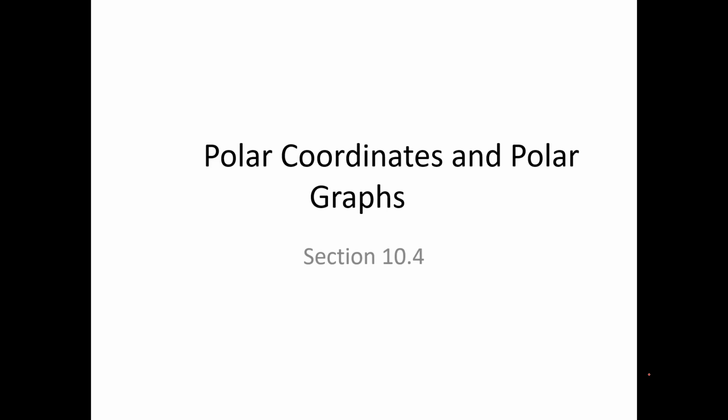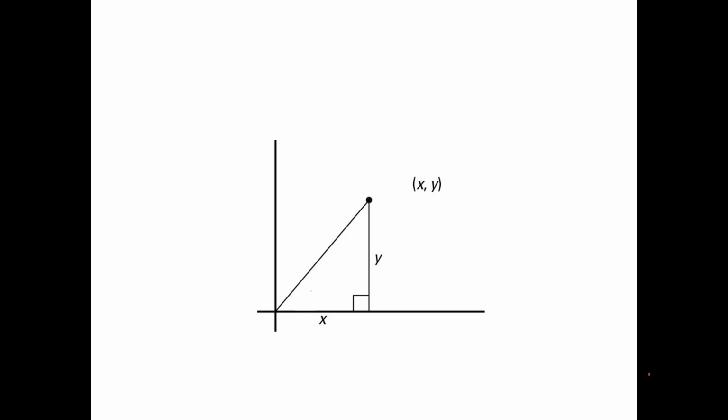We will be moving on to section 10.4 and we'll be talking about polar coordinates and polar graphs. So when you have a plane, you can describe every point in a plane with what's called rectangular coordinates. And these are the coordinates that you're familiar with, and they are directions on how to get from the origin to any point.